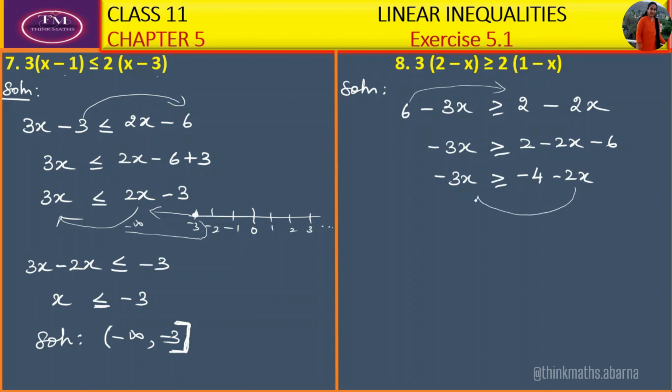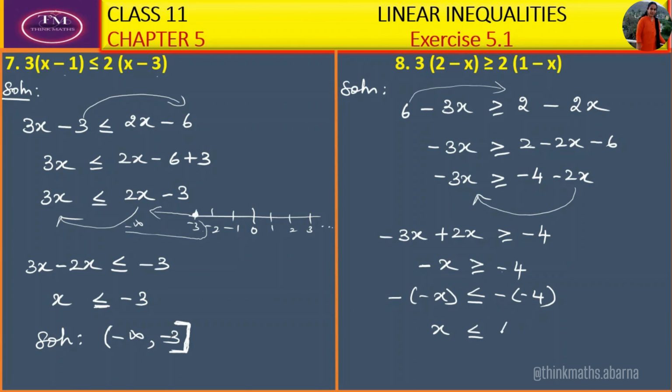Now bring this minus 2x to the left side. So minus 3x minus 2x will become plus 2x greater than or equal to minus 4. So minus 3x plus 2x is minus x greater than or equal to minus 4. As we have negative on both sides, we can multiply by a negative sign on both sides. So negative into negative x. As we are multiplying by a negative, this inequality changes to less than or equal to. So minus into minus 4. Minus into minus is plus, less than or equal to minus into minus is 4.